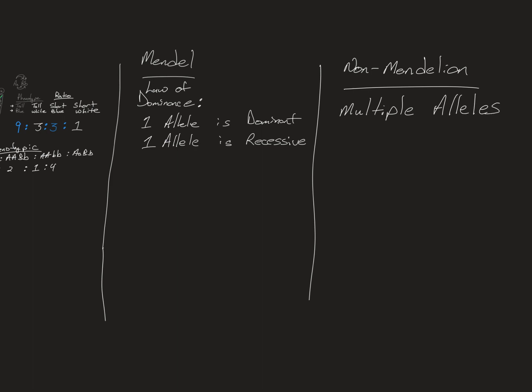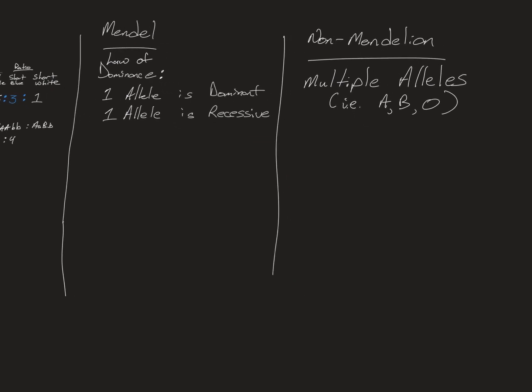We know that not always do you just have 2 alleles. We know ABO blood group is a good example, i.e., ABO blood group. We covered it. We talked about it. I drew it out. I drew it for you.